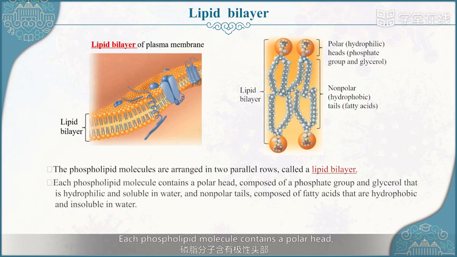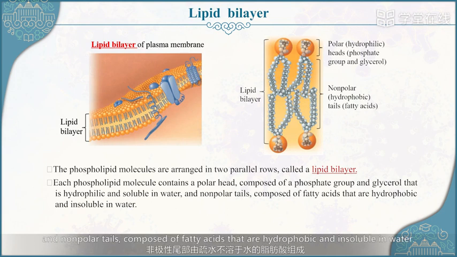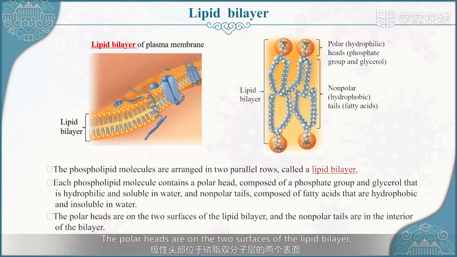Each phospholipid molecule contains a polar head, composed of a phosphate group and glycerol, that is hydrophilic and soluble in water, and nonpolar tails, composed of fatty acids, that are hydrophobic and insoluble in water. The polar heads are on the two surfaces of the lipid bilayer, and the nonpolar tails are in the interior of the bilayer.